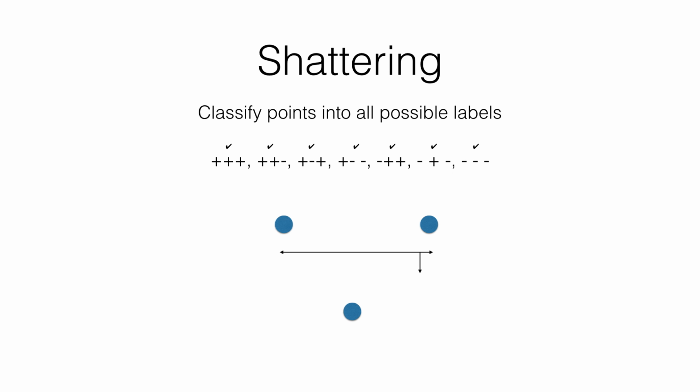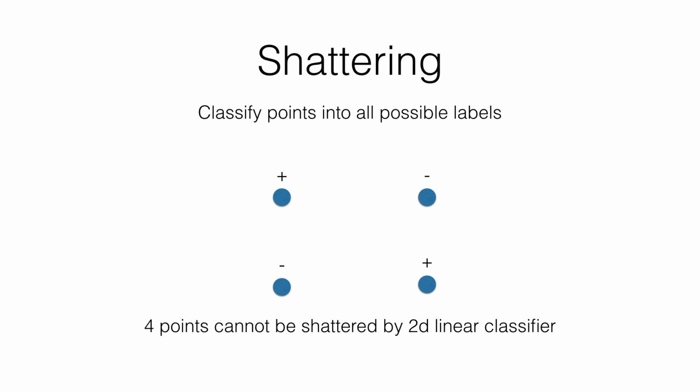We can continue this exercise, but I can tell you right away that when you go to 4 points, they cannot be shattered by a 2D linear classifier. No matter how you arrange them, there's always some labeling that can't be produced by a single linear classifier. And here's an example. We've seen this; it's basically the continuous representation of the XOR function, and that can't be classified by a 2D linear classifier.